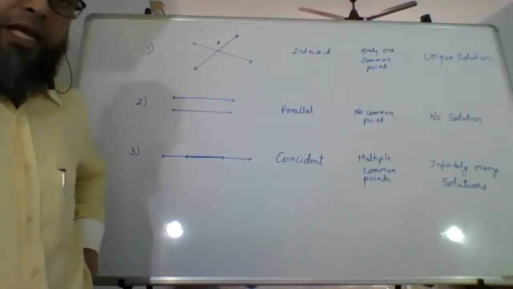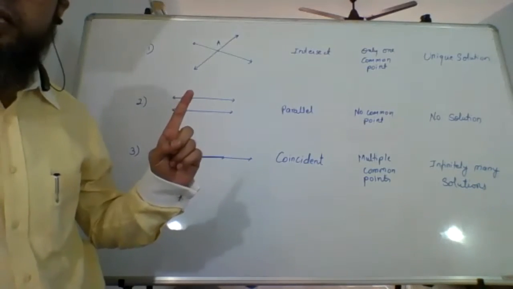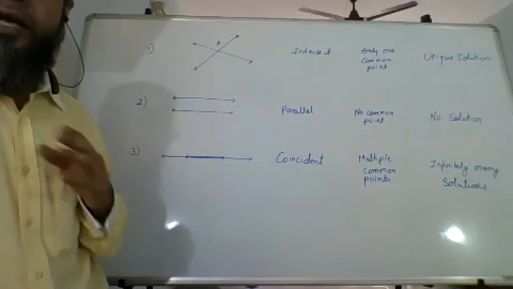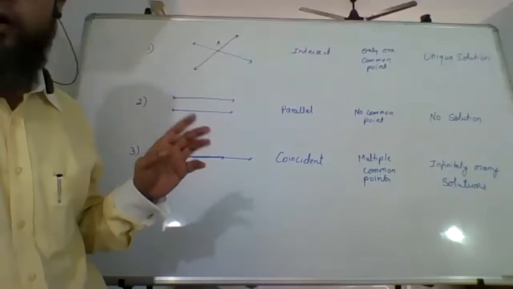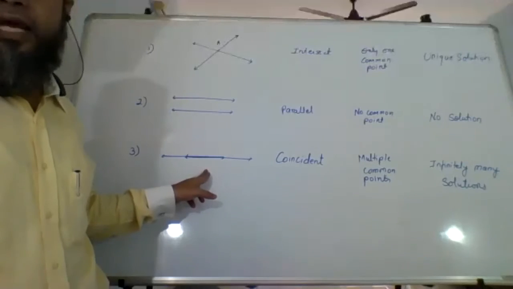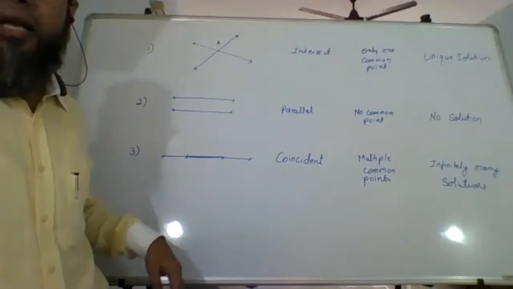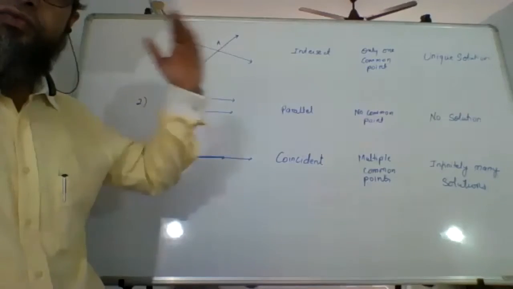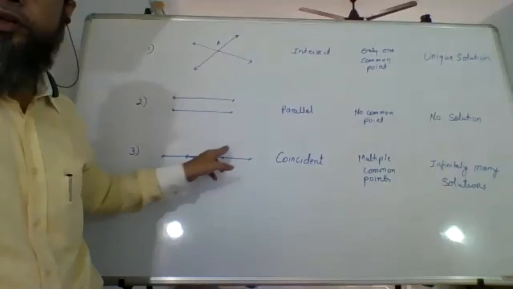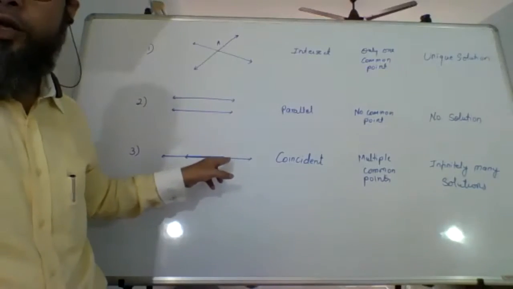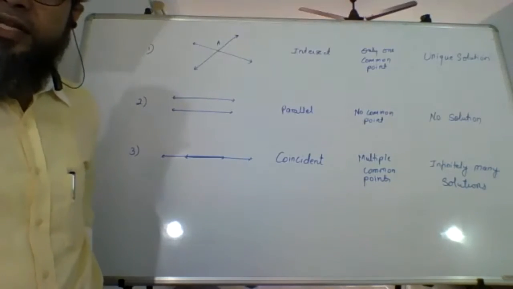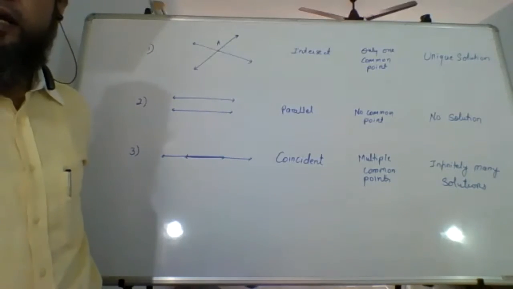Okay, so either the lines will intersect, that means they'll have one single solution or a unique solution, or the lines will be parallel, that means they'll have no common point or no solution, or third case, the lines will be coincident, that means they'll have multiple common points and infinitely many solutions. Every point on line 1 is on line 2. So there will be infinitely many solutions if the lines are coincident, because there are infinite points on one line. Till here, are we clear?